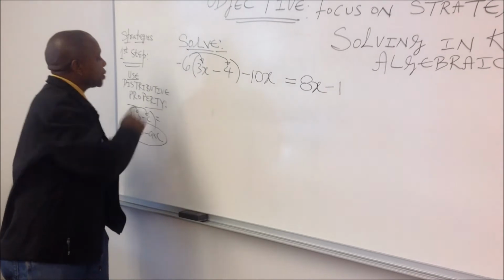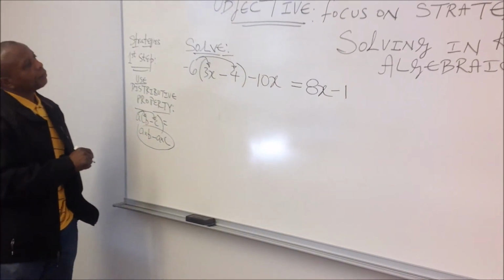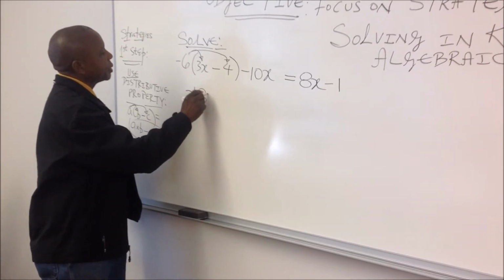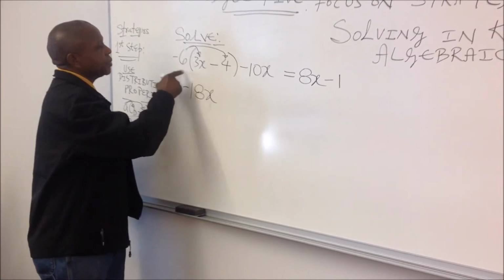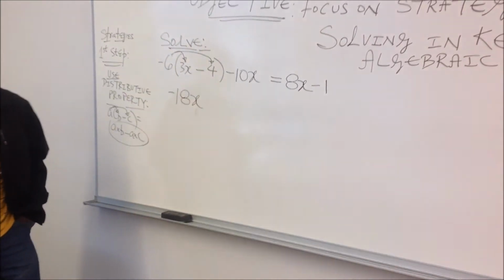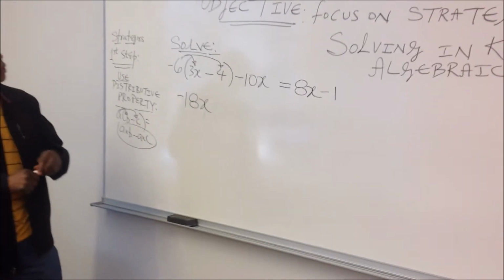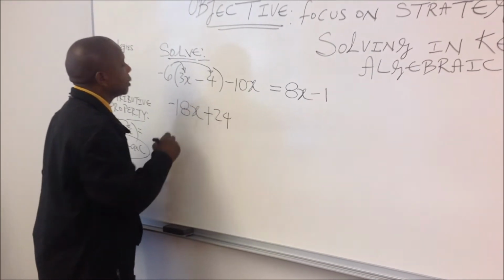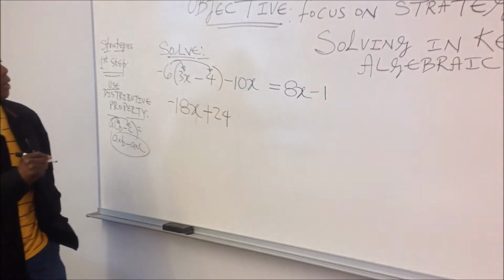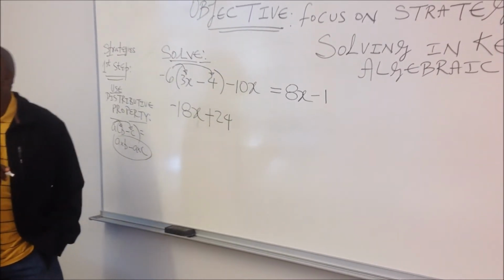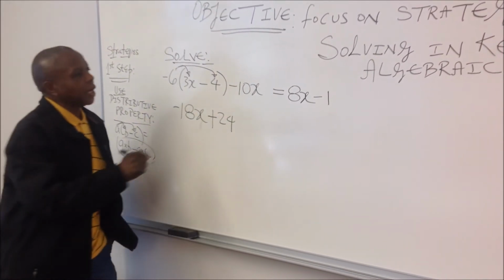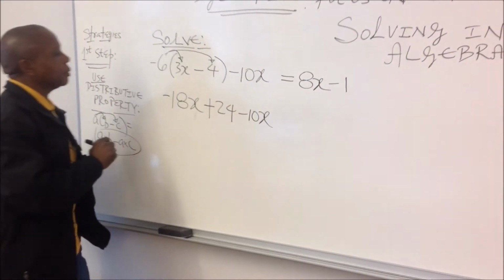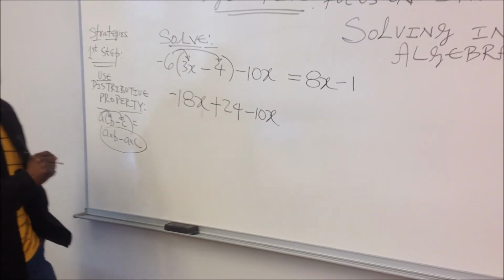So what's negative 6 times 3x? Negative 18x. Thank you very much. What is negative 6 times negative 4? Positive 24. That will be positive 24. And what will be the next thing I'm supposed to do? Bring down 10x. Bring down the negative 10x. Thank you very much.